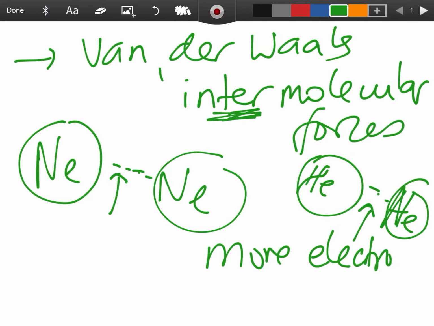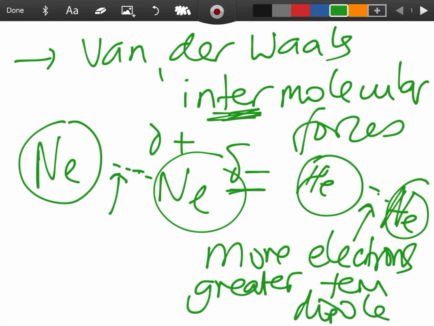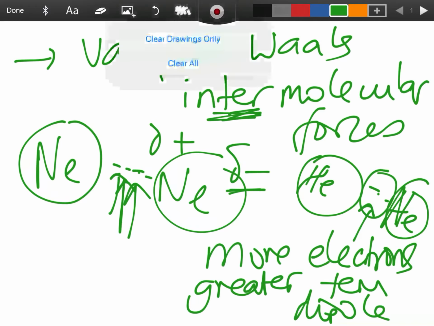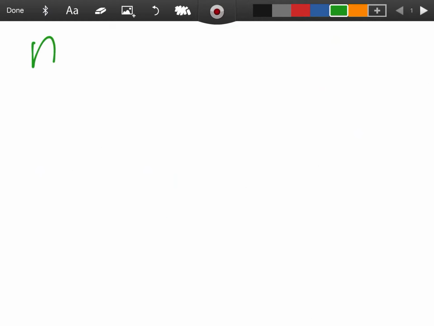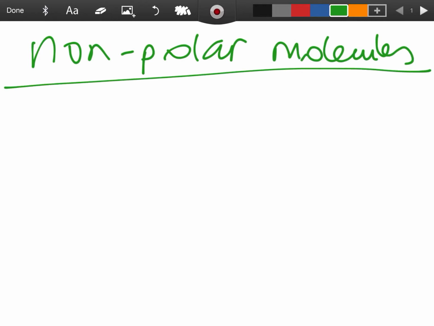Okay, remember what we said. Bigger atoms, or bigger molecules for that matter, would have more electrons and therefore the region of positive and negative will be bigger. So we're going to say that they have a greater temporary dipole, and therefore it will take more energy to break that van der Waal than it would take to break this van der Waal here, okay?